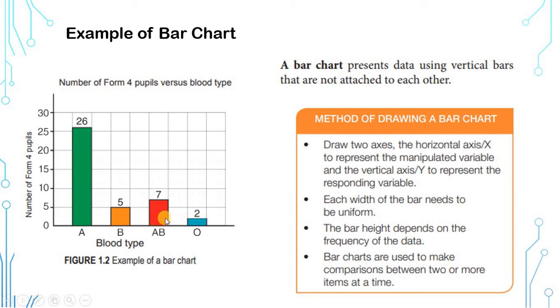If you use two boxes for each bar, the bar height depends on the frequency of the data. The bar heights depend on the frequency. Bar charts are used to make comparisons between two or more items at a time. This is the purpose of the bar chart: to compare two or more items at a time.